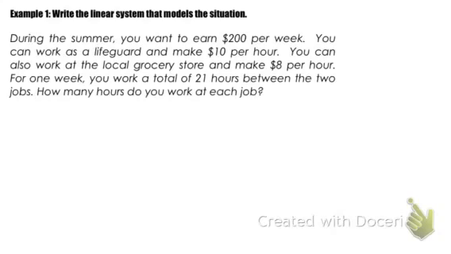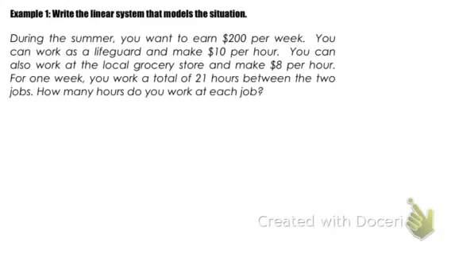Alright, example number 1, all we have to do is write the linear system that models the situation. So it says, during the summer, you want to earn $200 per week. You can work as a lifeguard and make $10 per hour. You can also work at the local grocery store and make $8 per hour. For 1 week, you work a total of 21 hours between the 2 jobs. How many hours do you work at each job?